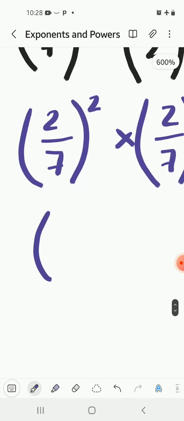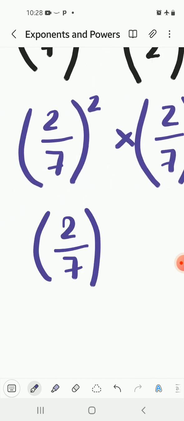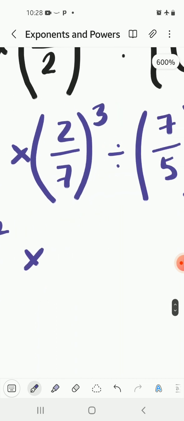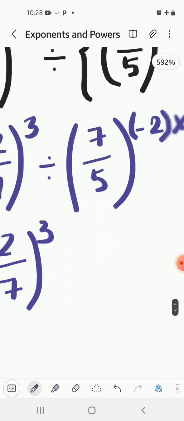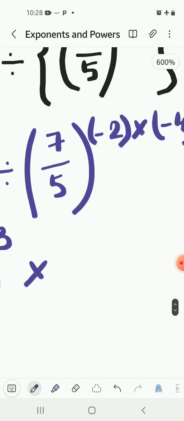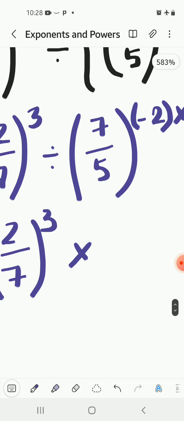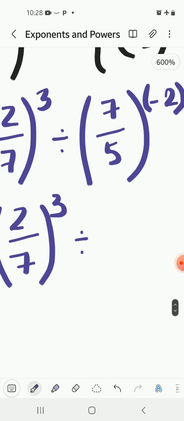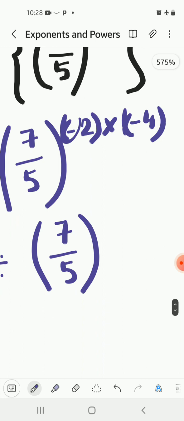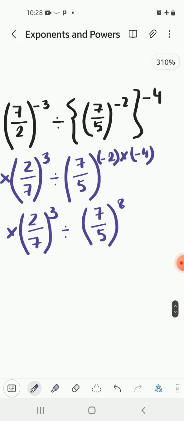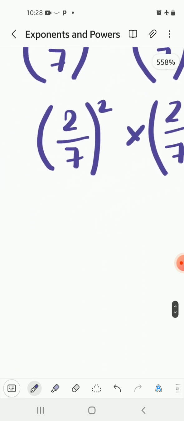Now you can see the next step, 2 by 7 square into 2 by 7 cube. Division becomes multiplication, and let's do it in the next step. Let's keep it over here. Division 7 by 5. Now we are going to solve the powers. Minus into minus becomes plus, 2 into 4 becomes 8. So it is 8.